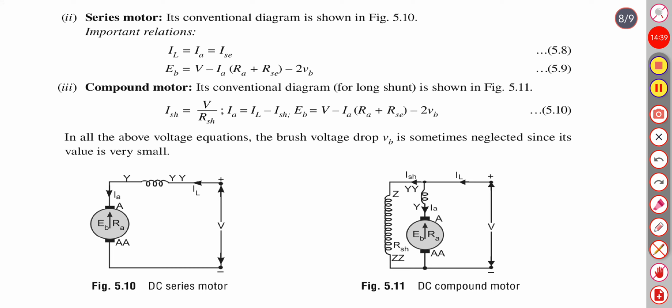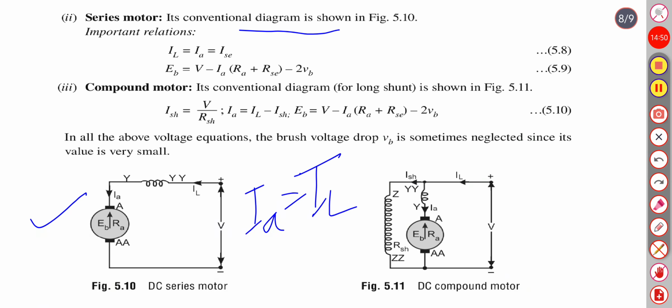Next is the series motor. Its conventional diagram is shown here. In the case of a series motor, Ia equals IL. There is no change. So the back EMF formula will be like this. It will remain the same, but here, along with the armature resistance, we are considering the series resistance to count the total voltage drop.